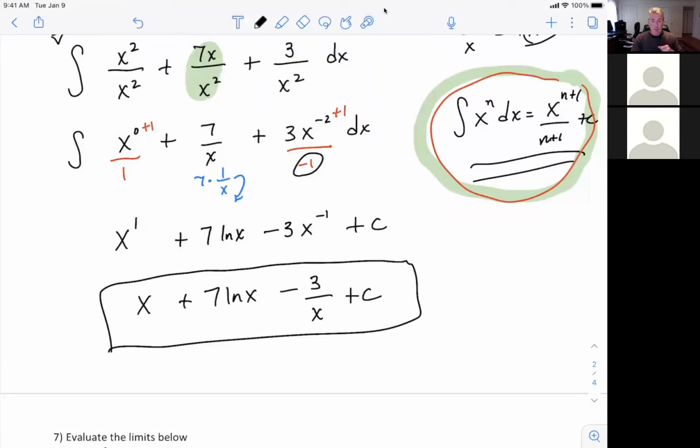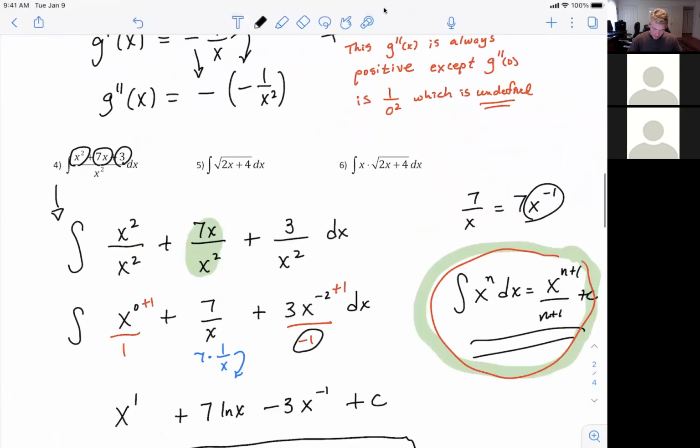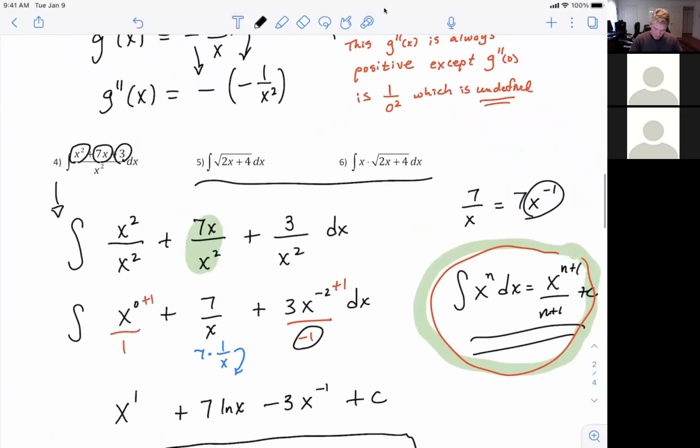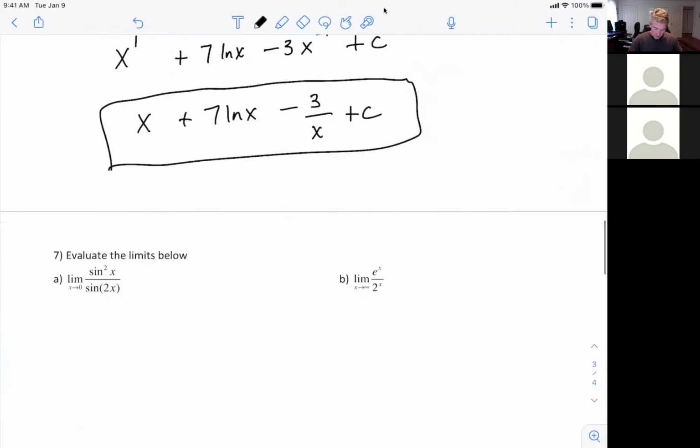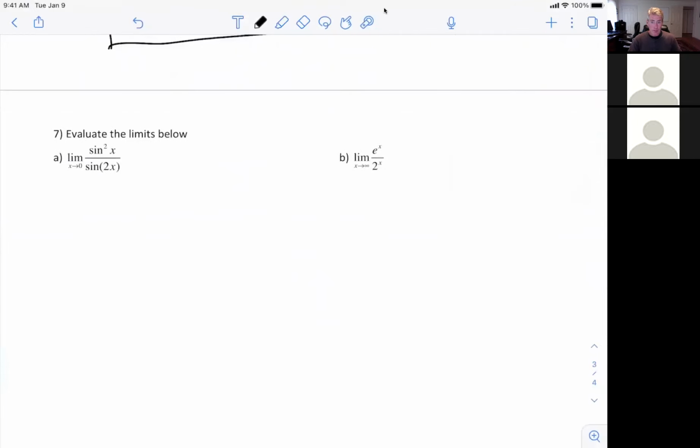Okay, so that was a quick introduction to antiderivatives. I don't really have time to do number 5 and number 6. Maybe we'll save those and do them next week, because we should do some L'Hopital's rule.